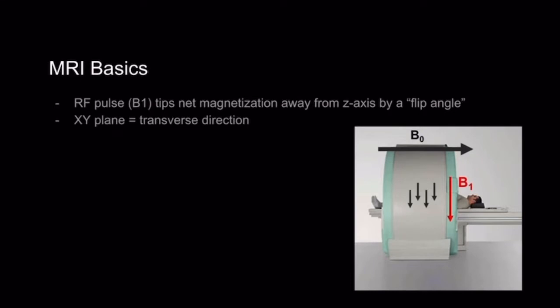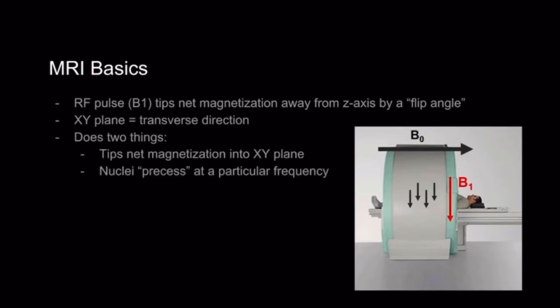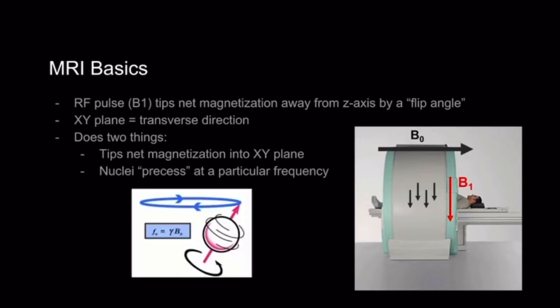The RF pulse does two things. One, it tips the net magnetization vector into the xy plane, as we just showed in this diagram. And two, it also makes most of the hydrogen nuclei start to precess in phase at a particular frequency. Think of precession as like a wobbling motion or spinning of an object like a top.